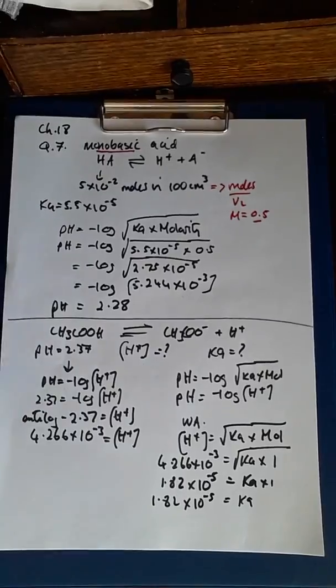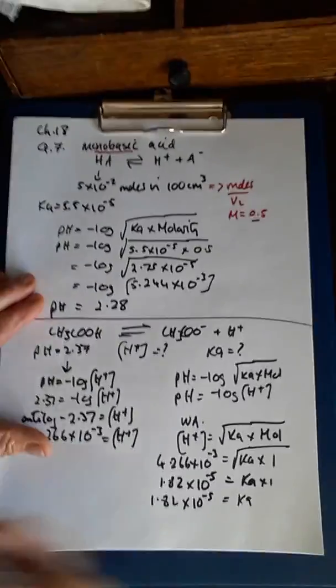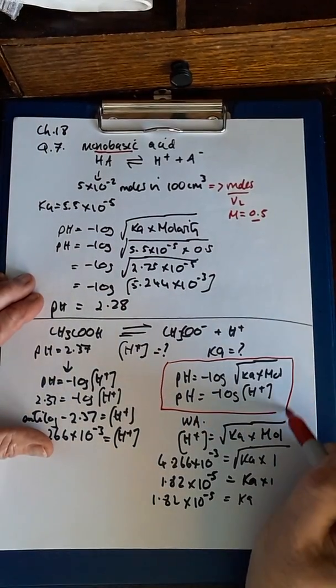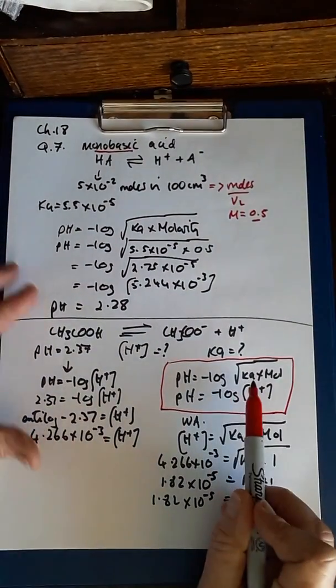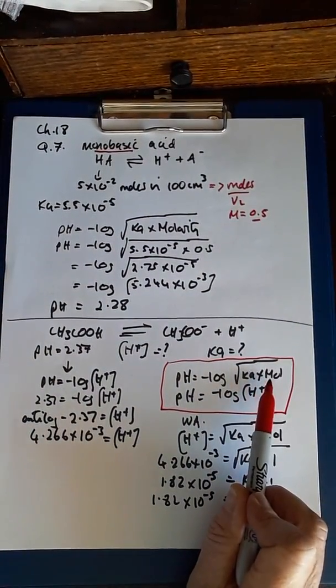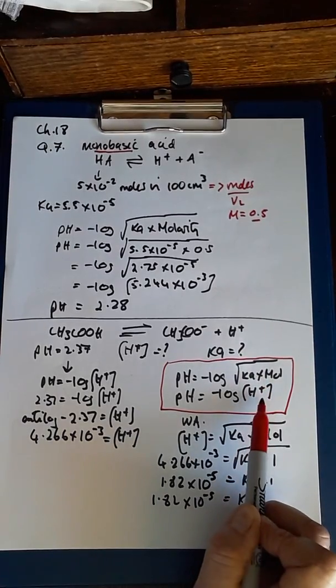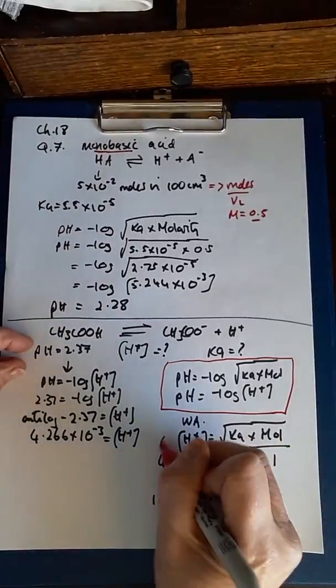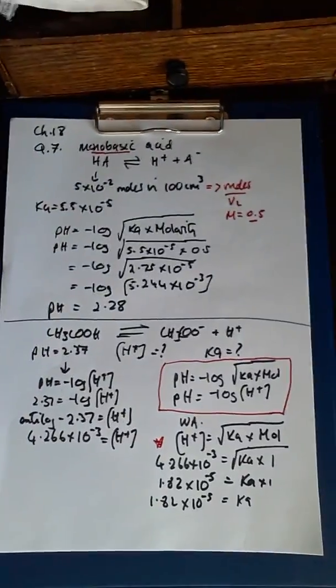So look, this is very important here. I want you to remember this, okay? The pH is equal to minus the log of the square root of Ka by molarity for a weak acid, and it's also equal to the H pluses. So they have to be equal then, these two things here. So that's very important, remember that.